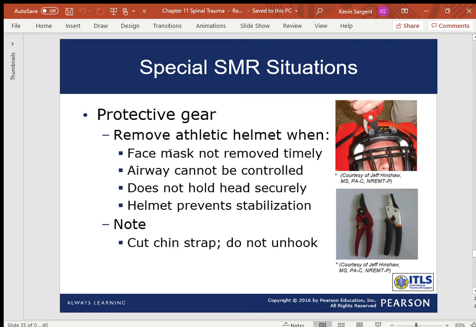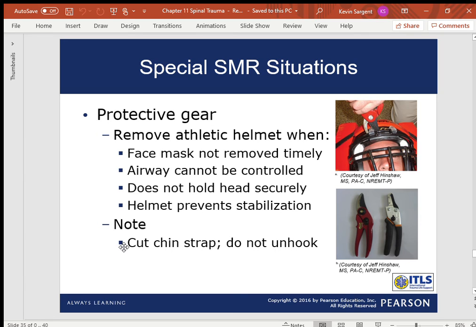Protective gear: people have football helmets. It's always good to meet with athletic trainers in your area to know what equipment they use. A lot of times athletic trainers will have these off. With a football helmet, remove the face mask. The airway is hard to be controlled. It doesn't hold the head severely. Helmet prevents stabilization to some extent. The newer helmets are really formed to hold that head in place and are generally left in place. However, if you do take the helmet off, the shoulder pads need to come off as well. You can't take the helmet off and leave the shoulder pads on.